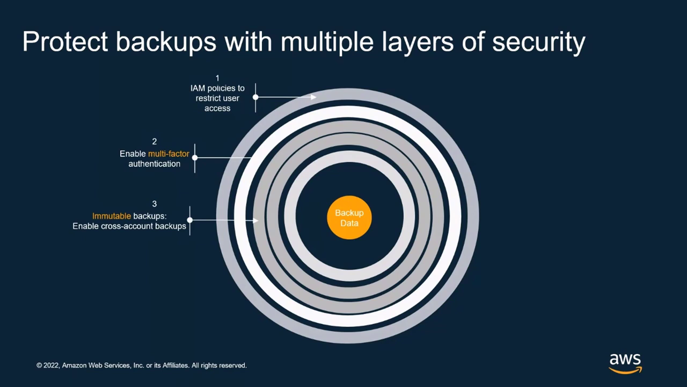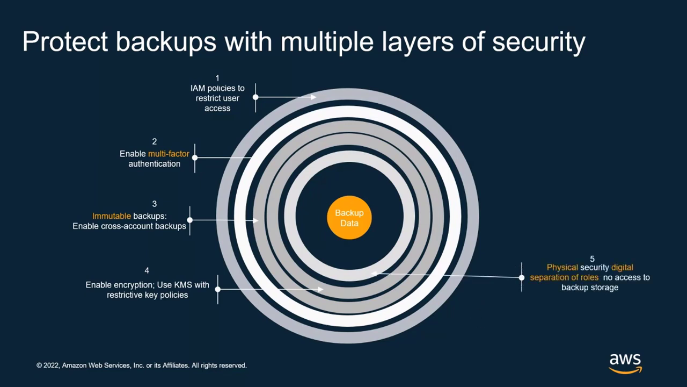Thirdly, you can use backup vault lock, which is a feature available in AWS Backup, to make your backups immutable. Once you turn on backup vault lock, you cannot delete your backups even when you have root user access. Backup vault lock also prevents malicious actors from re-encrypting your backup data. Talking about encryption, you can encrypt your backup vault using your customer managed key or using Amazon provided key management service key. Once you encrypt your backup vault, all the backups stored in that backup vault will also be encrypted with the same encryption key.